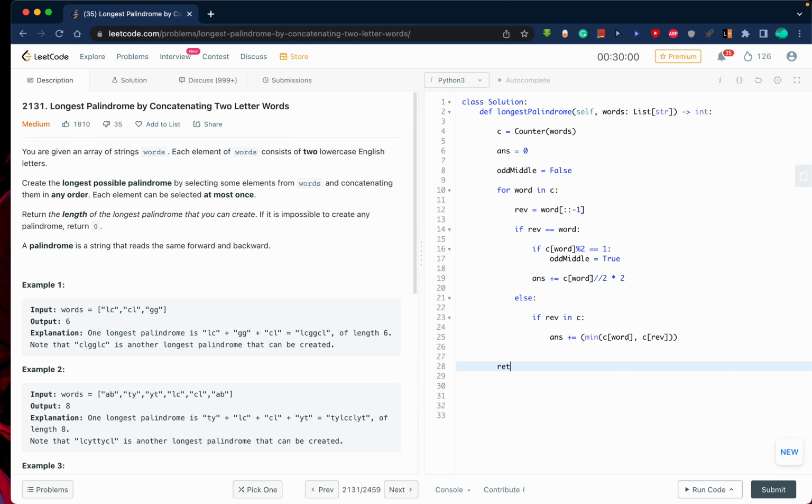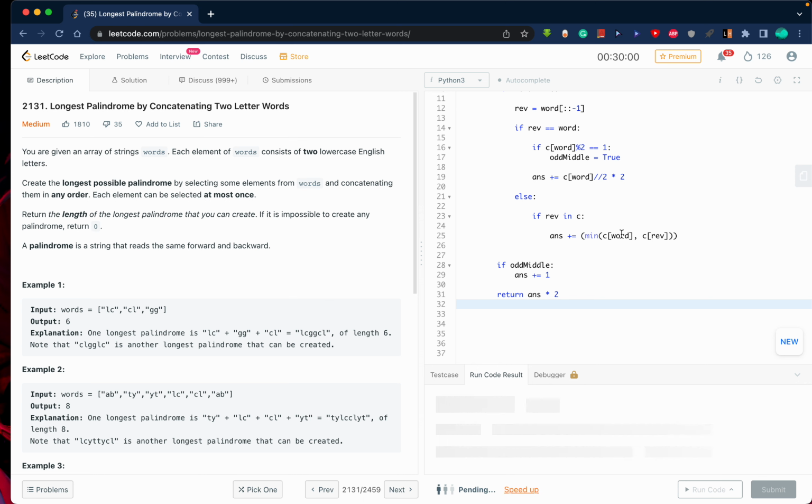And if there is a word in the middle, then I would have one extra pair which I can put in the middle. And yeah, for each pair there are two characters, that's why I'm multiplying it by 2.